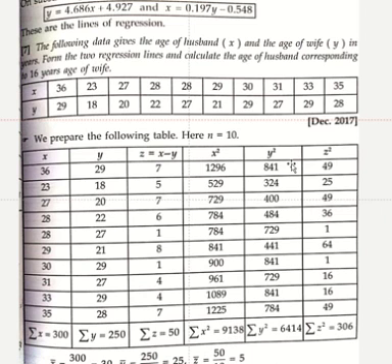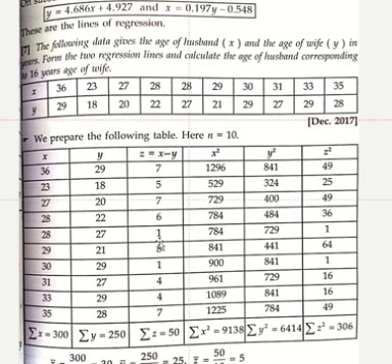And similarly, we can find out y square. These are the values of y. Take the square of all these values. Therefore, we get these values and take the summation of y square. Sum of these values, we get 64114.